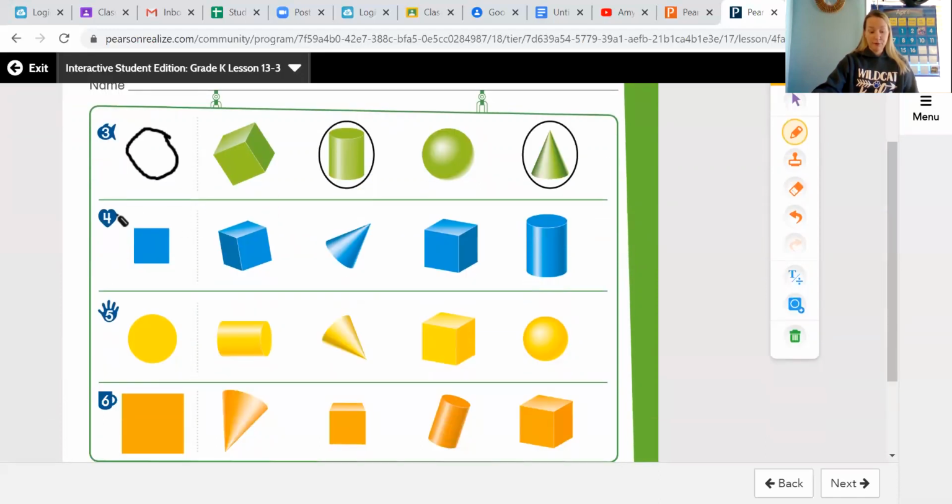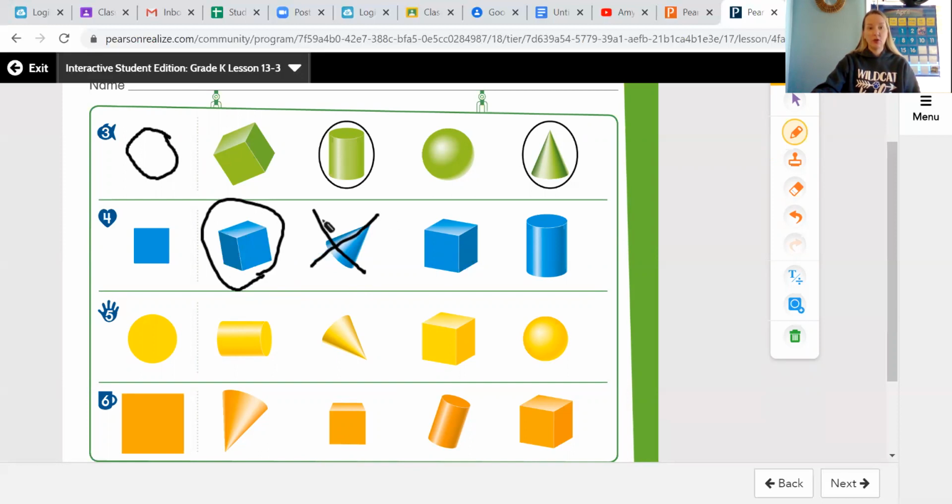Good job. Number 4, 5, and 6. We're going to look at this shape right here on the left and circle all the solid figures that have this shape as part of their flat surface. So number 4, we have a square. Does a cube have a square for a flat surface? Yes, it does. Go ahead and circle that cube. Does the cube have a flat surface that is a square? Yes. What about this cone? This cone, does it have a flat surface that is a square? Nope. Go ahead and cross that one out. That one has a circle for a flat surface.